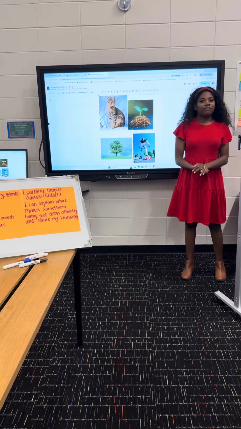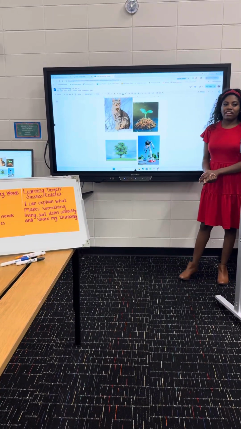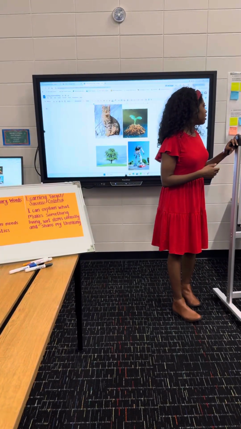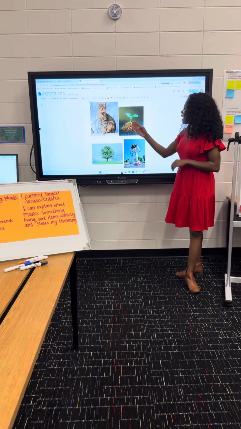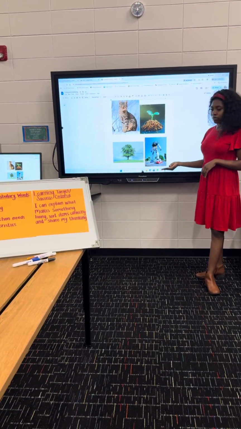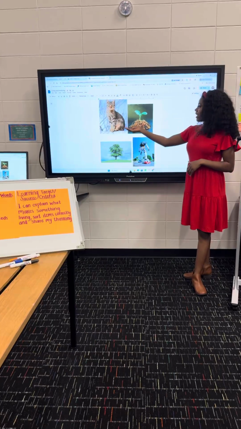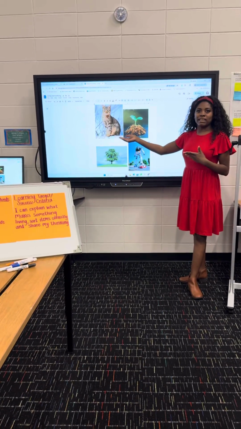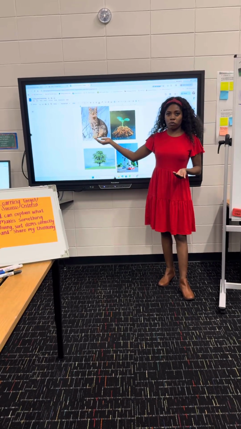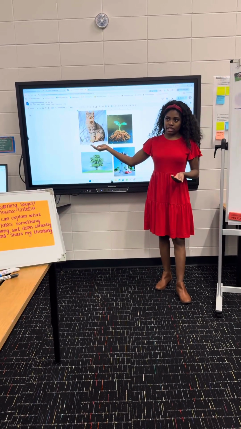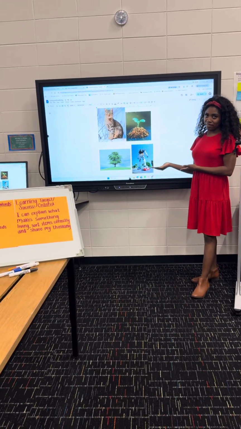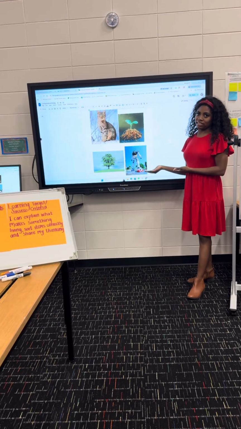Now, let's sort a few items together and put them in the category of living or non-living. Here we have a cat, a plant, a tree, and a robot. The cat is living because it can have kittens, it needs food and water to survive, and it breathes. The robot is non-living because it needs none of these things.